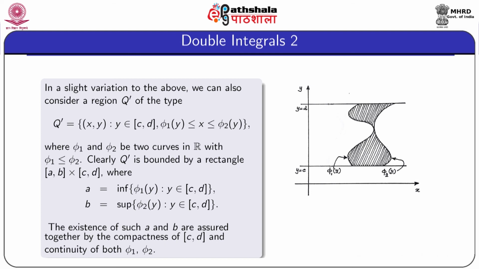Clearly, the region Q dash is bounded by a rectangle [A,B] cross [C,D], where A is the infimum of phi 1 of y, where y belongs to [C,D], and B equals the supremum of phi 2 of y, where y is in [C,D]. The existence of such A and B is assured by the compactness of the interval [C,D] and the continuity of both phi 1 and phi 2.